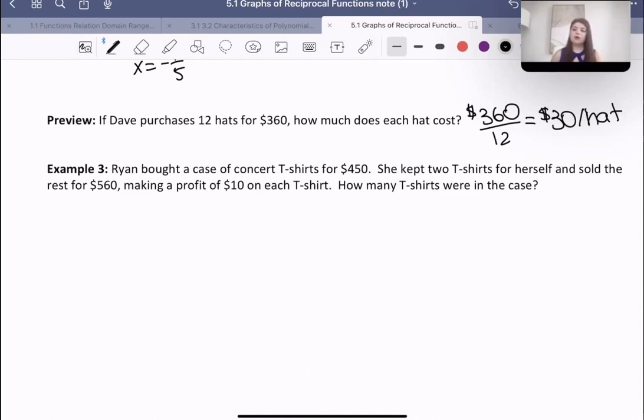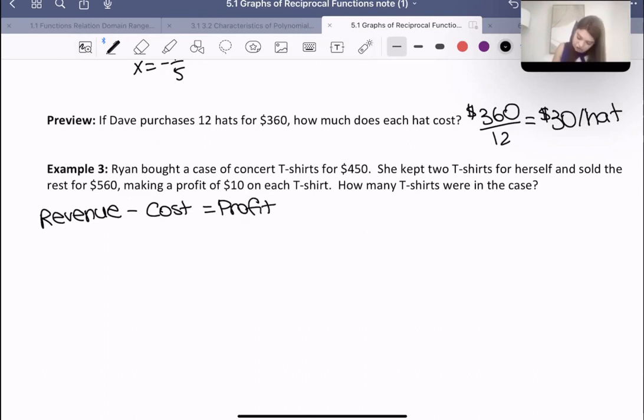And what do we know, right? Well, we know how much profit she made on each shirt. We also know that she kept 2 for herself. And we also know the total amount that she spent on the shirts, right? And so for each shirt, we know that the revenue minus the cost is equal to the profit, right?